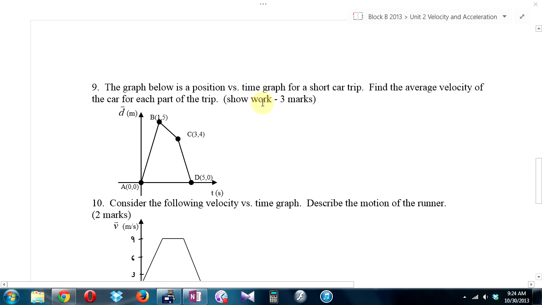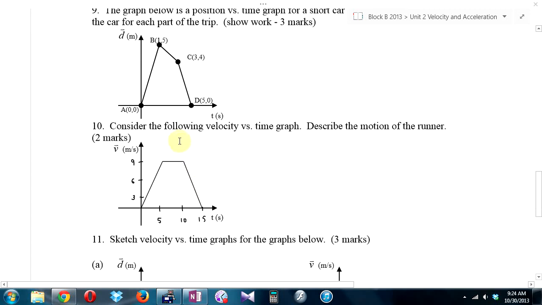So now we're doing some interpreting of graphs. This is back when we were still dealing with graphs. The graph below is the position versus time graph for a short car trip. Find the average velocity for each part. So how many marks is this worth? 3 marks, because there's 1, 2, 3 little lines that you can find the average velocity of. It's a position time graph, so the velocity is on there somewhere. I'll let you remember how that worked.